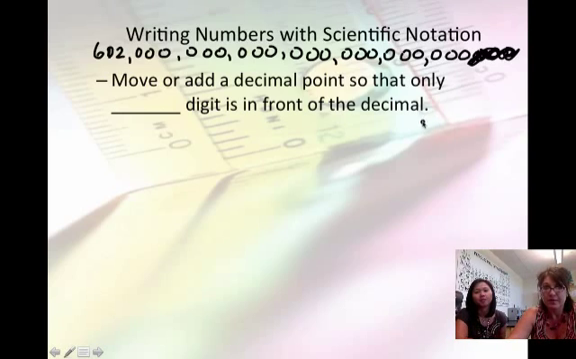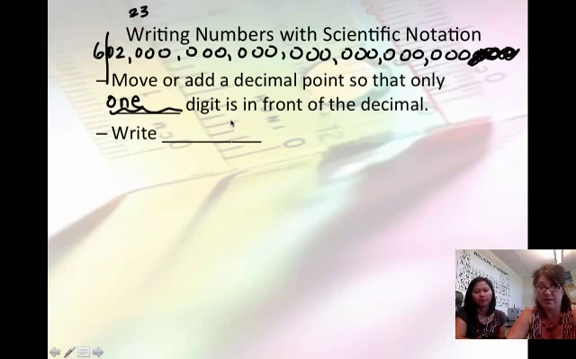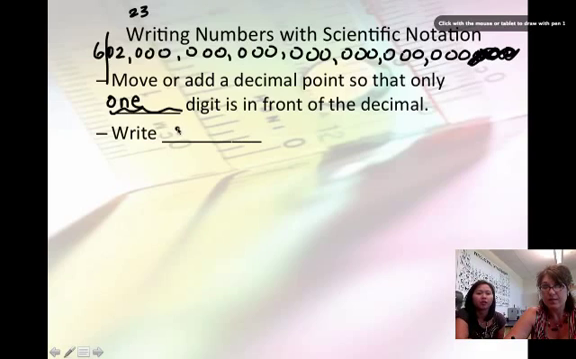All right. So I counted after my 6, 23 spaces after the 6. Let's keep that in mind. What we need to do is have only one digit in front of the decimal. That's all we're allowed. That's why I was looking after the 6. I'm only allowed to have 1. That's the first rule in scientific notation.